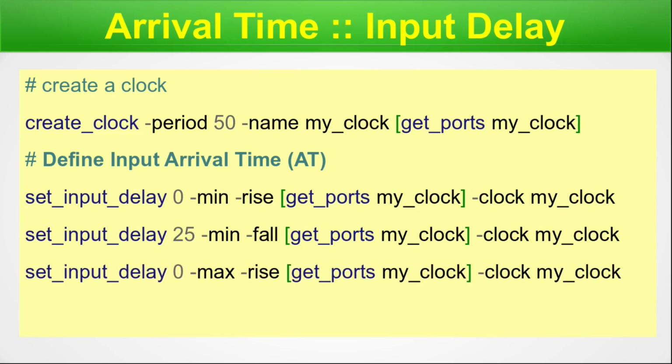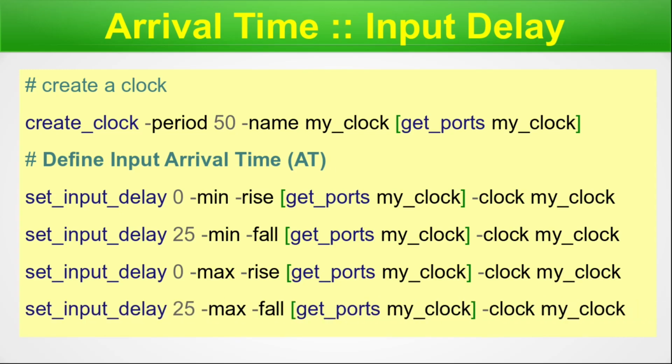Set input delay 0 max, that is rise, this is for rise transition. Get ports my clock and clock name is my clock. Again, we have set input delay 25 max for fall and get ports all the ports of my clock and the clock name is my clock.